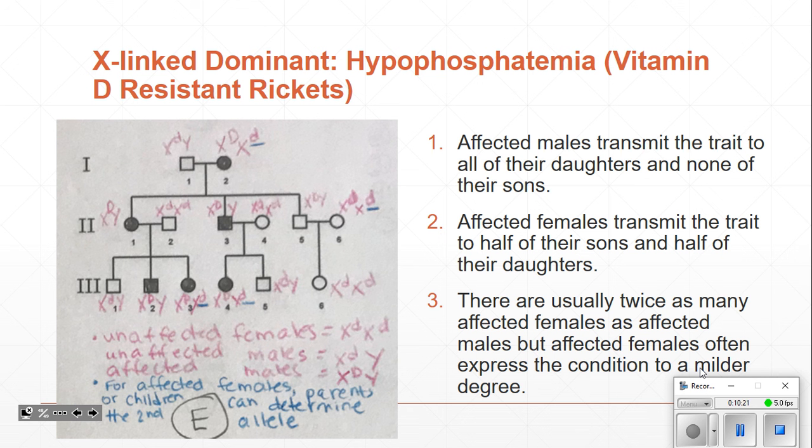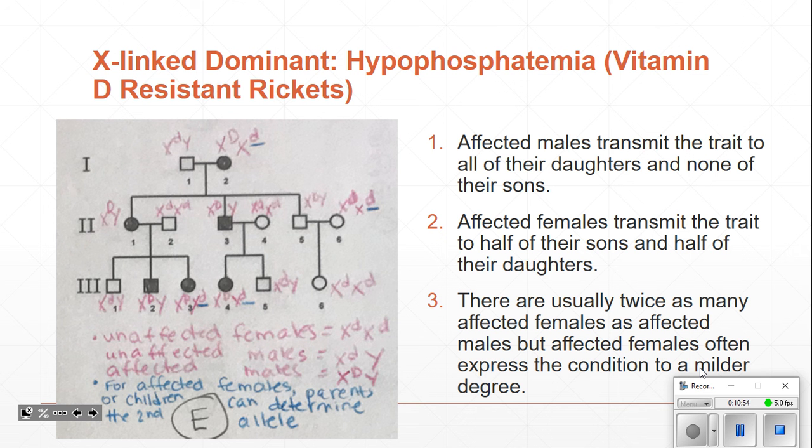Now for all the females who were unaffected, they got 2 X chromosomes with the recessive allele. So person 2-2, 2-4, 2-6, and 3-6 all got 2 of those. Since the trait was X-linked dominant, if you don't have it, you must not have a copy of the dominant allele. Now for those who were affected, if they were male, their genotype was certain right away. Their X chromosome had that dominant allele, and then they had a Y chromosome.